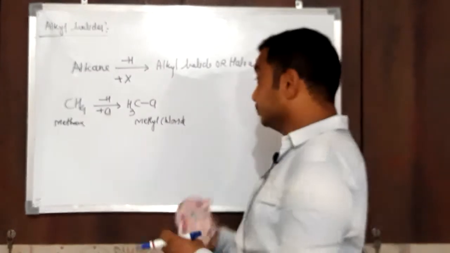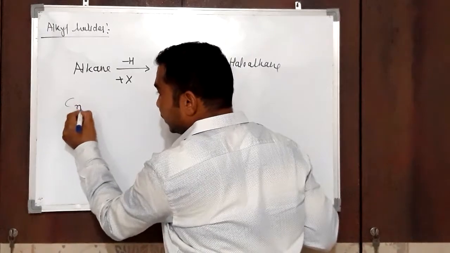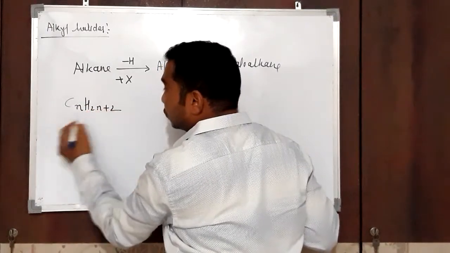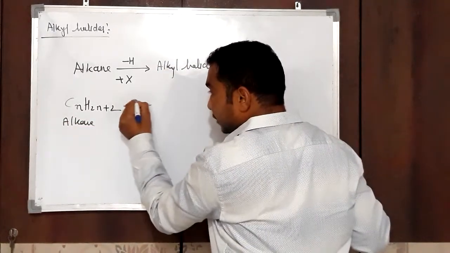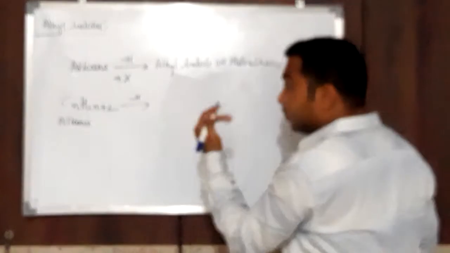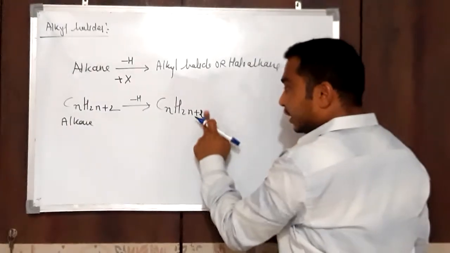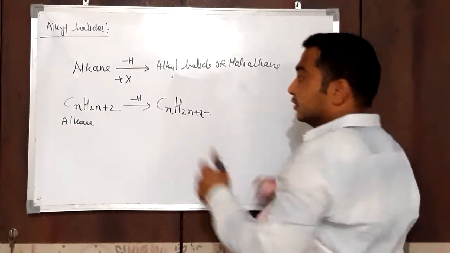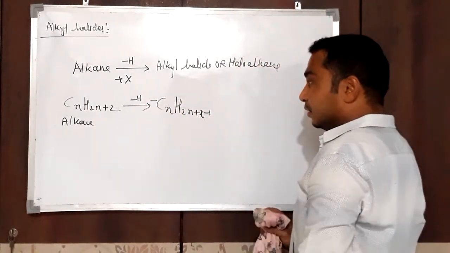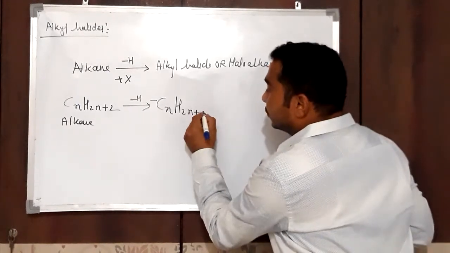Now we know alkane. What is the formula for alkane? CnH2n+2 is the general formula for alkane. Then I am replacing one hydrogen atom, meaning removing one hydrogen. Then it will give CnH(2n+2-1). Here one bond becomes free. After removing one hydrogen, 2n+2-1 is 2n+1.